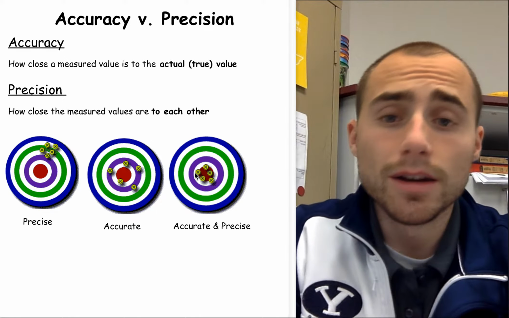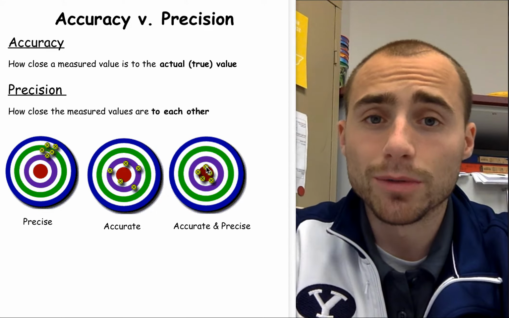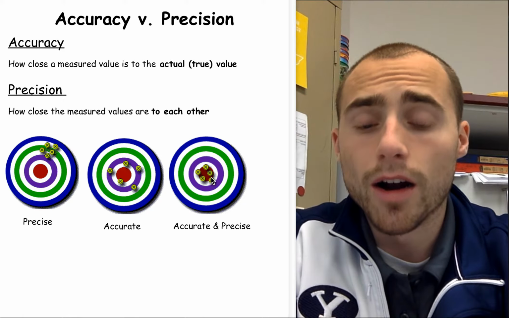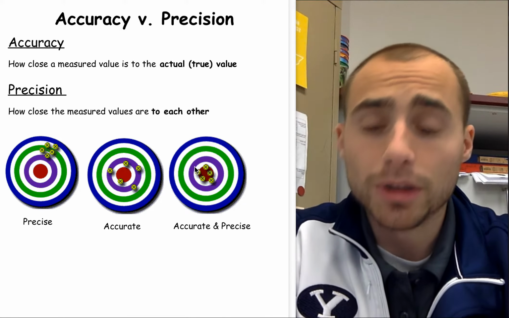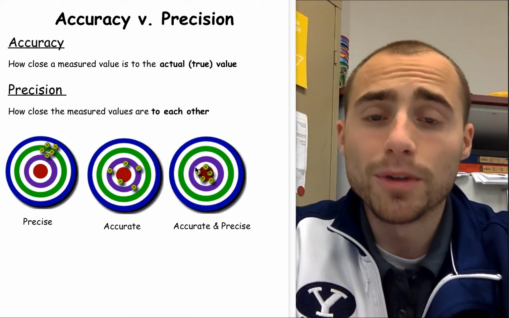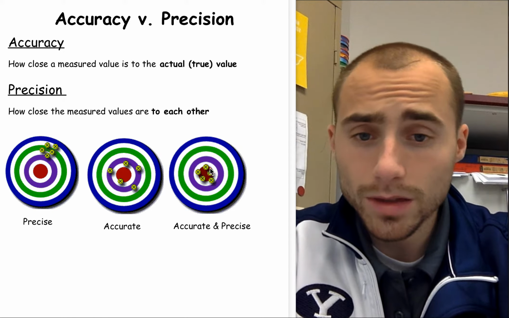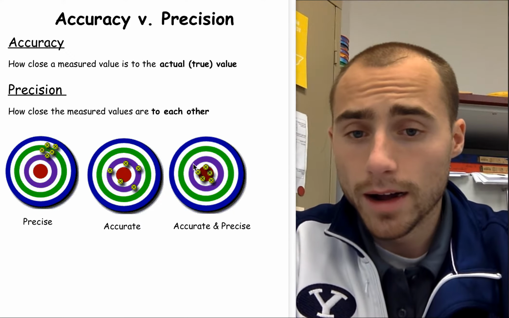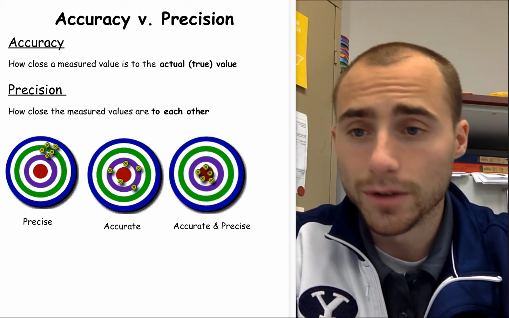Our last target here is accurate and precise. The reason is that the markings are close to each other, but they're also all right on the bullseye, or the actual true value. So this would be accurate and precise. It of course can be both. So those are 3 examples of accuracy versus precision.